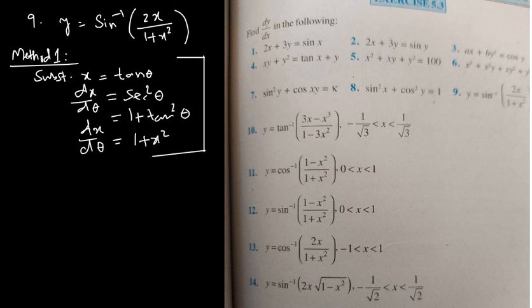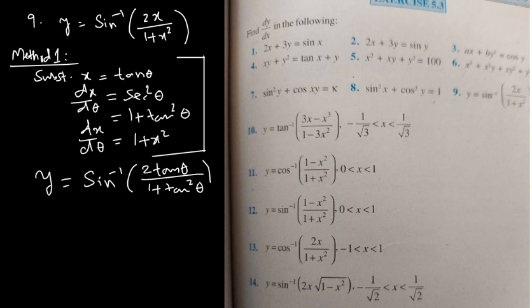Now we rewrite this y with that substitution. y is equal to sine inverse of 2 tan theta divided by 1 plus tan square theta. So this entire thing is written as sine 2 theta. This is that formula which we learnt in the inverse trigonometry chapter. Therefore y is equal to sine inverse sine, so you have 2 theta.